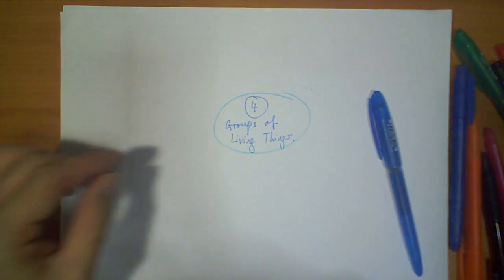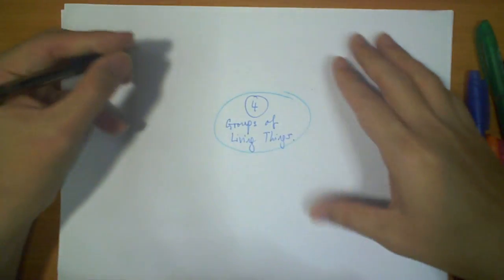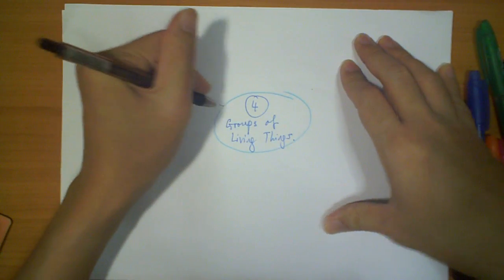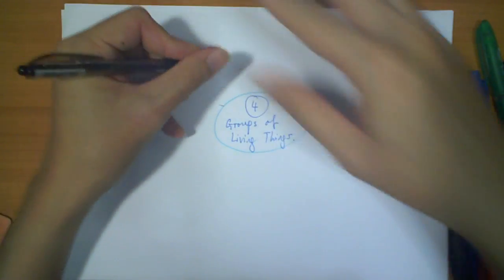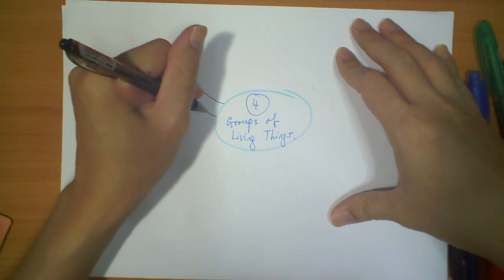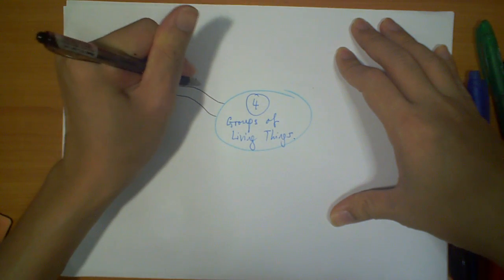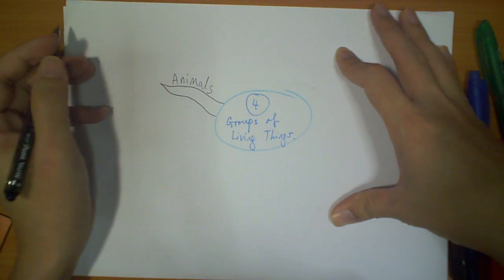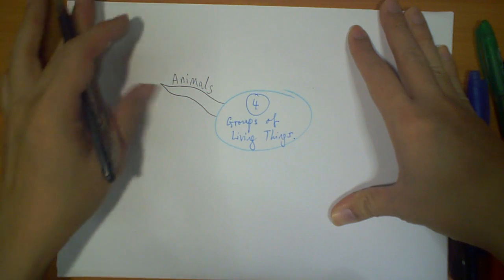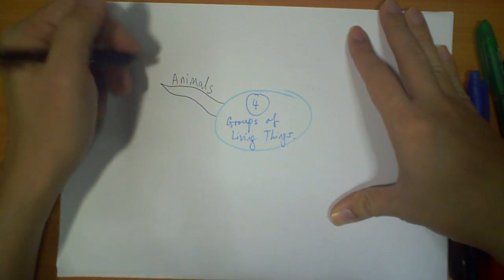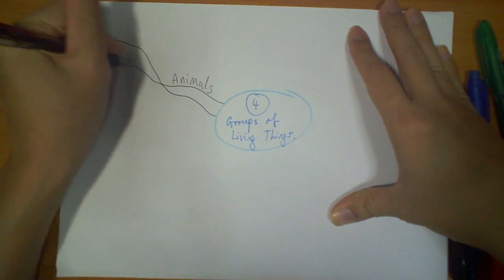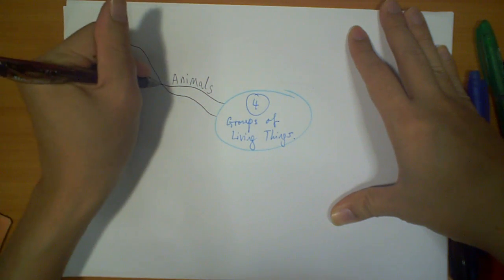Now, what is the first group that is very obvious? It's the group of animals. Alright, animals. So I'm going to draw a branch here. Animals. Alright, animals can be subdivided into 6 different groups. So I shall draw 6 sub-branches.